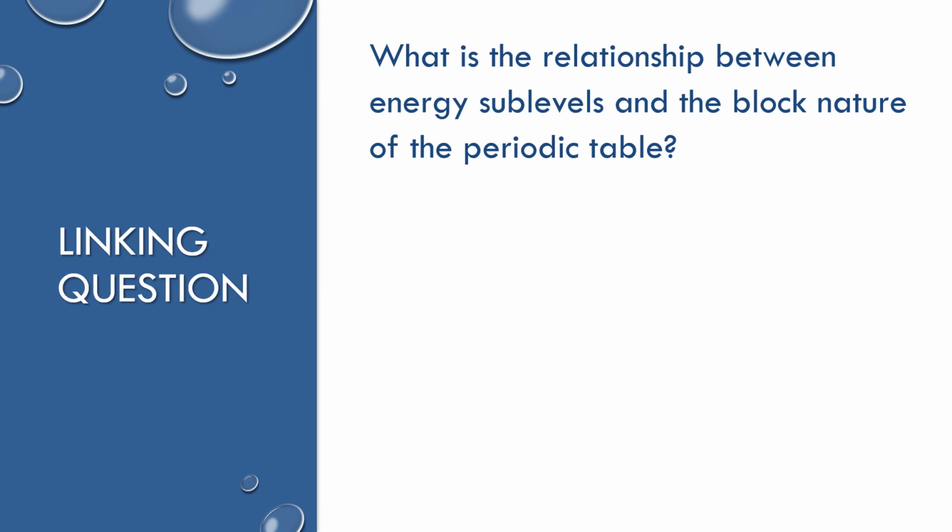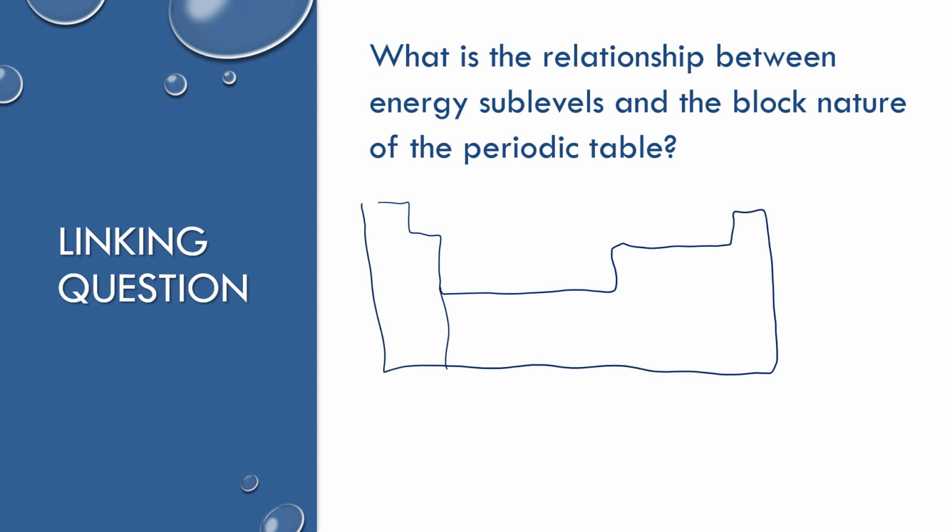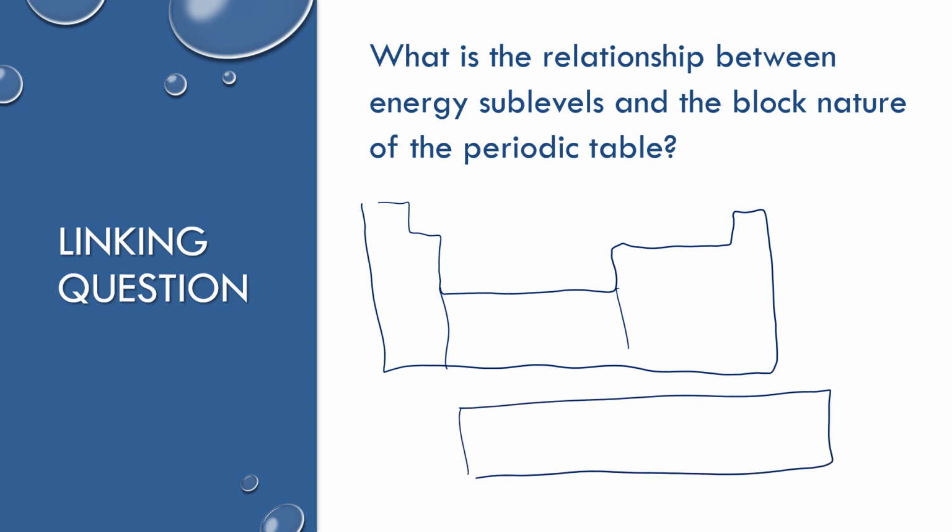Okay, so our linking question here kind of links forward. What is the relationship between energy sublevels and the block nature of the periodic table? We will get into this in a later section, but in case you are going in a different order, let's go ahead and look at those blocks. So the periodic table can effectively be chunked into different blocks. The first 2 groups is what we call the S block. Other than helium, which is really part of the S block, the rest of those representative elements are the P block. The center section here is the D block, and the lanthanide and actinide series makes up the F block.